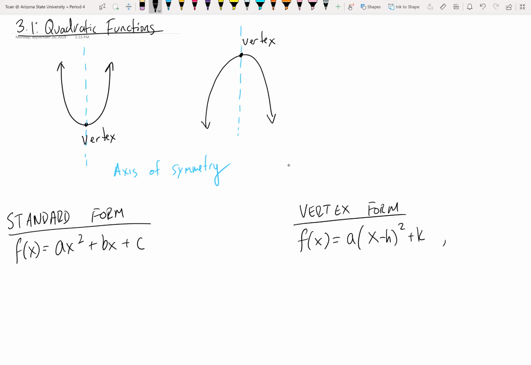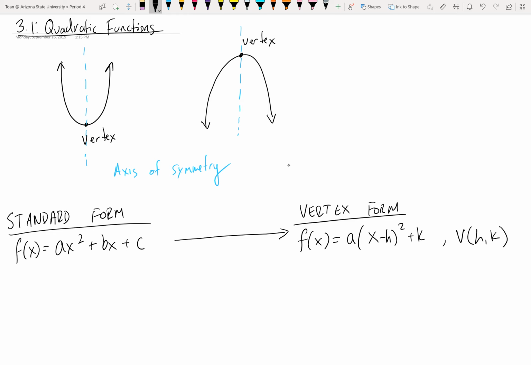Now, vertex form looks a little bit more complicated, but it's nice because it gives you information. It actually outright tells you what the vertex is. So in this particular setup, the vertex is always located at h comma k. As you can see on our agenda, one of our objectives for today is if I give you standard form, I expect you to be able to go to vertex form. If I give you the left, I expect you to go to the right.